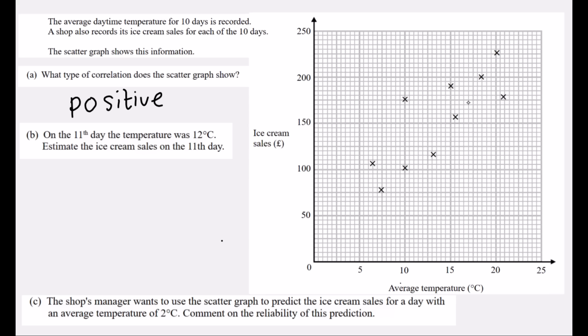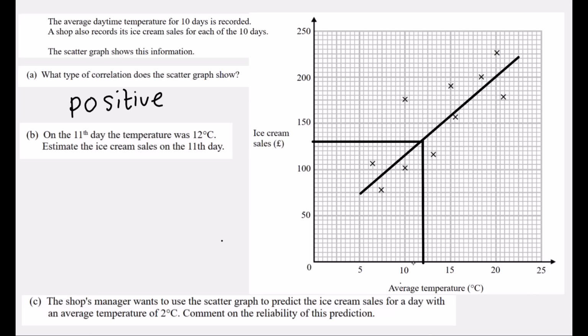So to do this, we need to draw a line of best fit. So a line of best fit has to go through the points. We're trying to minimize the distance between the points and the line. So we want them to be as close as possible. And then we can use our line of best fit once we've drawn it. So 12 degrees C is here. And we read off the graph. What do we have?